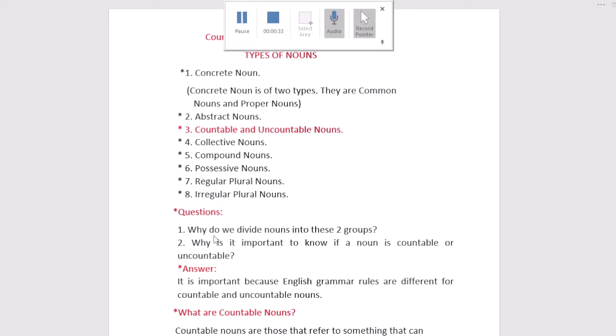Questions. Why do we divide nouns into these groups? Why is it important to know if a noun is countable or uncountable?